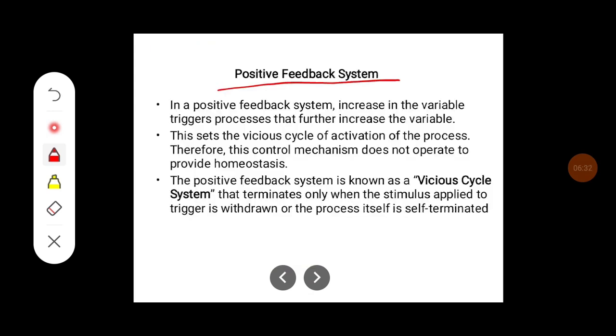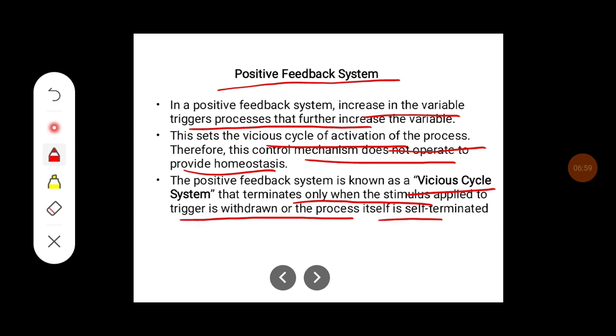In a positive feedback system, an increase in a variable triggers processes that further increase the variable. This sets the vicious cycle of activation of the process. Therefore, this control mechanism does not operate to provide homeostasis. The positive feedback system, known as a vicious cycle system, terminates only when the stimulus applied to trigger it is withdrawn or the process itself is self-terminated.